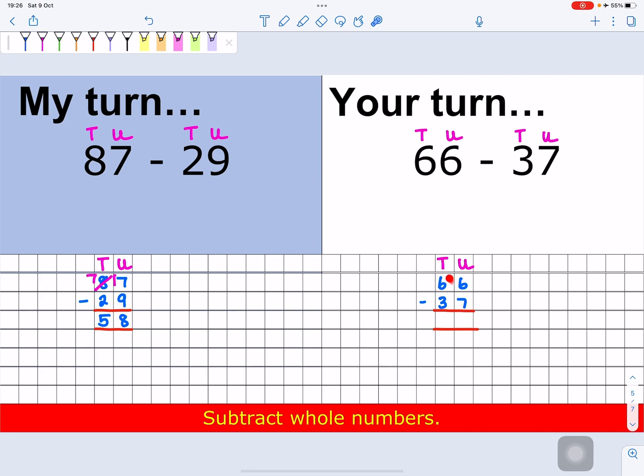We will need to borrow from the number next door. If we borrow from 6, we are left with 5. We can give the 1 to the 6 to make it now 16. 16, take away the 7, gives me 9. And 5, take away the 3, gives me 2. So 66, take away 37 is 29.